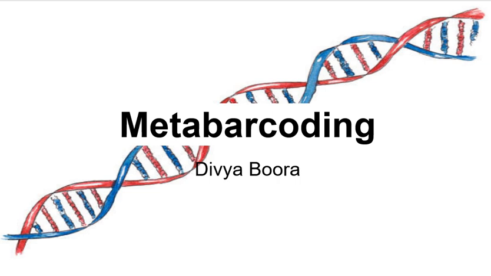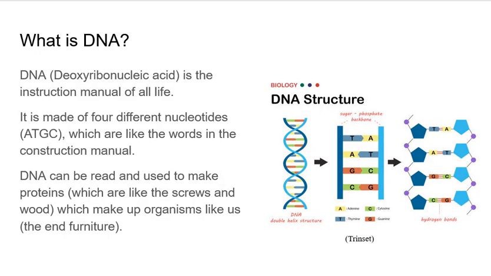DNA, also known as deoxyribonucleic acid, is like the instruction manual for all life. It's made of 4 different nucleotides, which you can see over here: adenine, thymine, guanine, and cytosine, represented by A, T, G, and C, which are like the words in the construction manual called DNA. The DNA, once read, can be used to make proteins, which are like the screws and the wood to make a piece of furniture, which is going to be the organisms of us.